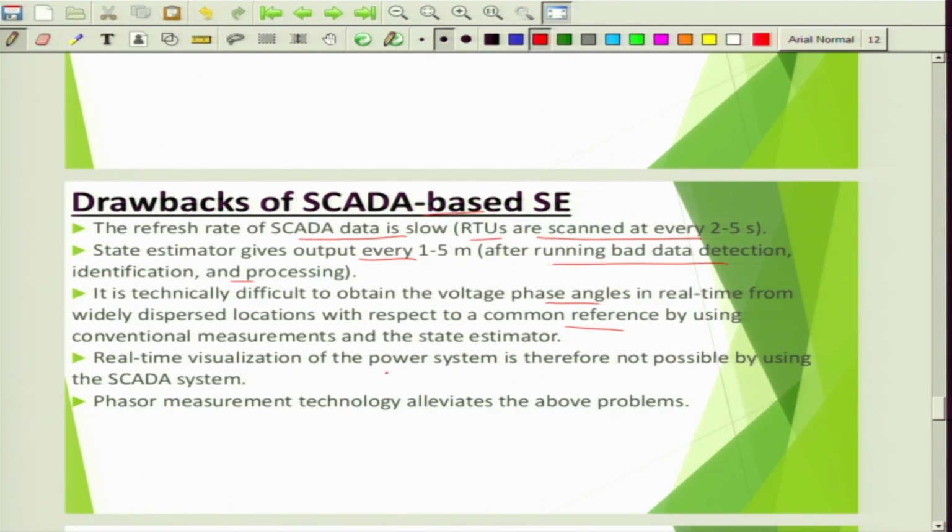So real time visualization of the power system is not possible using this SCADA system. It is not actual real time. You get the measurement, then it takes a lot of time for state estimation, to check whether the data is true or not, and then you use that measurement for load flow analysis. This is a long procedure. So real time visualization of a power system is a very tedious thing. So phasor measurement technology alleviates the above problem.